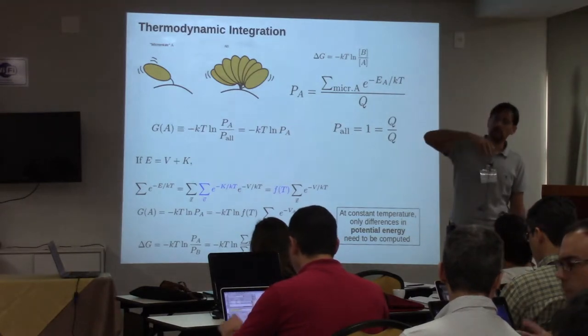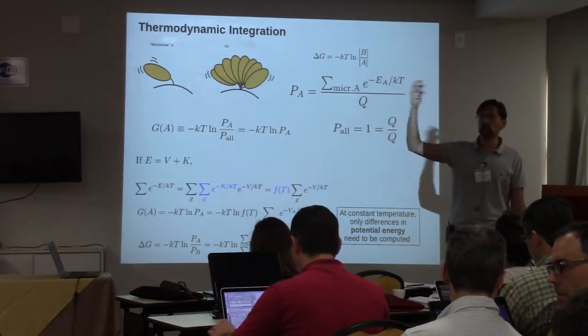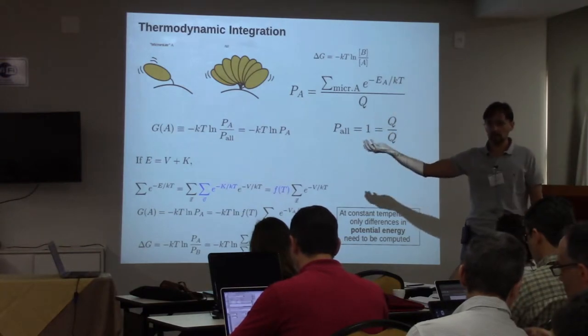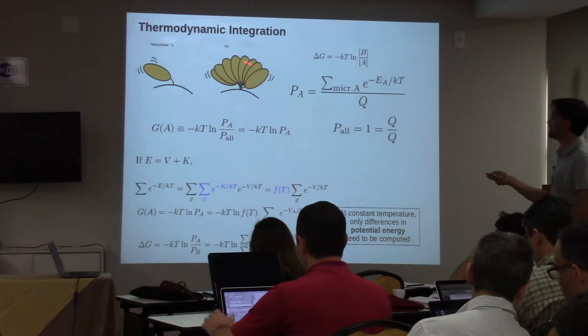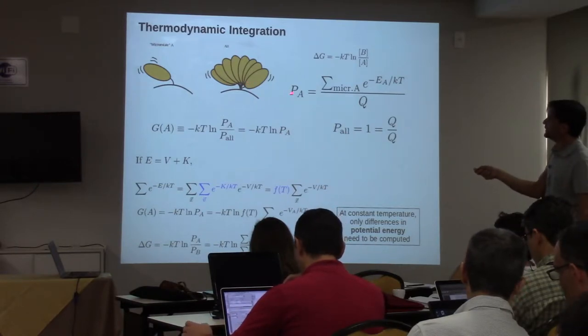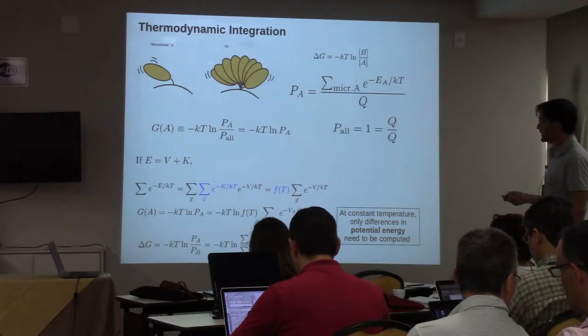And of course, we have all the movements that are possible for this side chain, for example. And this will be the set of all possible movements that the side chain might have.